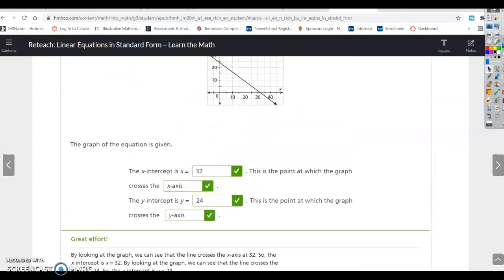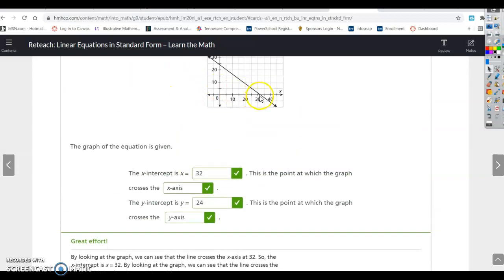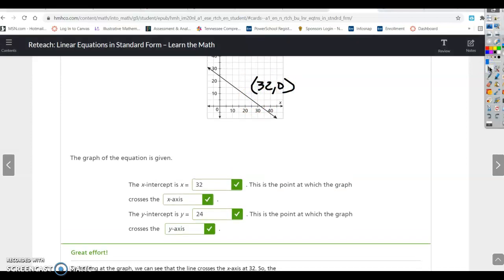If you're looking at the graph, this is an ordered pair, and this ordered pair would be 32, 0. That would be your ordered pair for that. And then if you look at your ordered pair for the y, 0 would be your x, and y would be 24. That's just coming from looking at the information on the graph there.